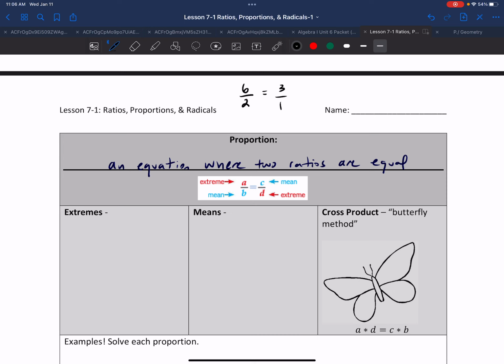Is this true? Is the left-hand side equal to the right-hand side? Yes, right? This is a ratio A to B, and this is also a ratio A to B. You can set them equal to each other, and if they are equal and true, that means that they are proportional. Okay? So we're going to look at these fancy words.